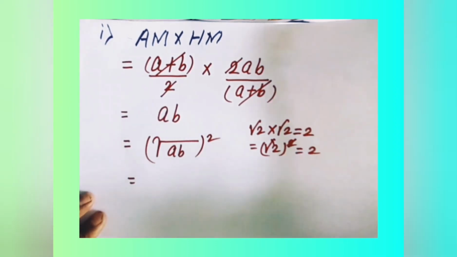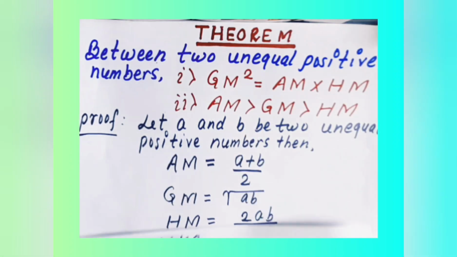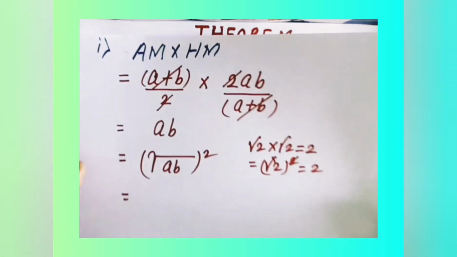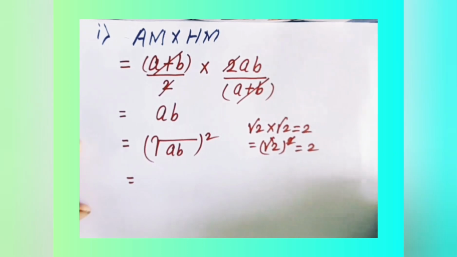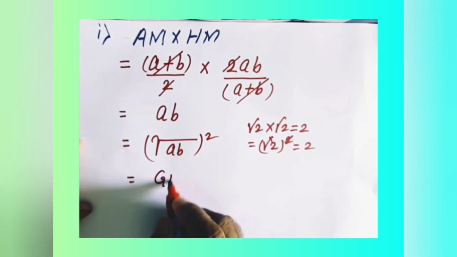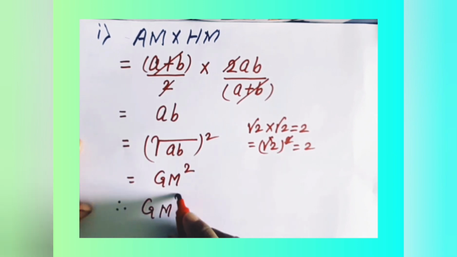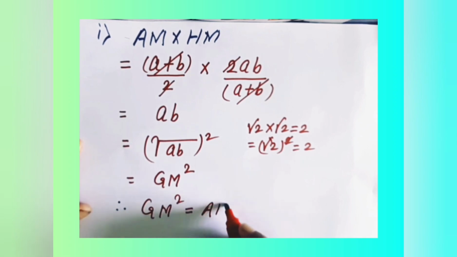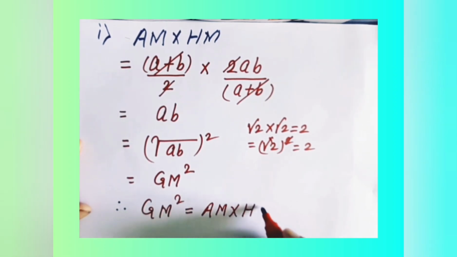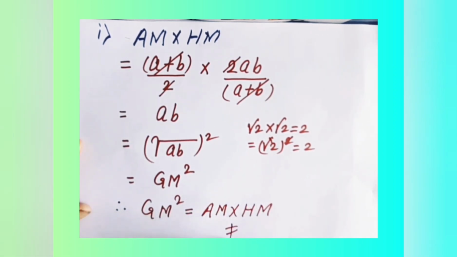Root over ab means GM. So we can write here, this means GM square. Therefore we can prove that GM square is equal to AM into HM in this way.